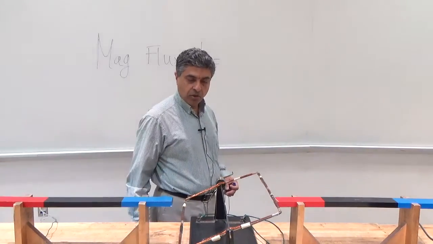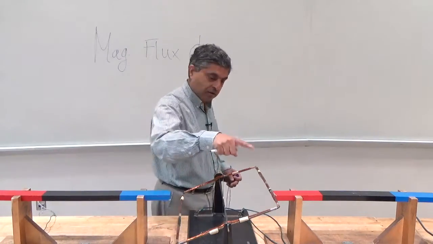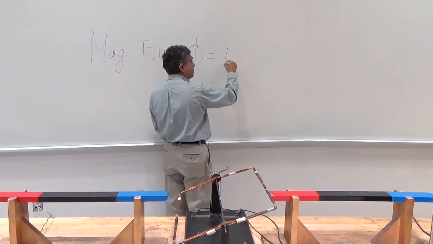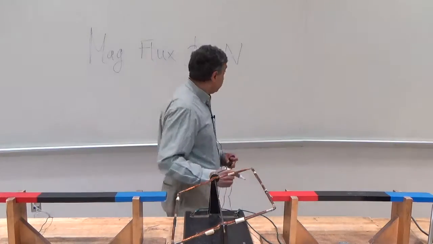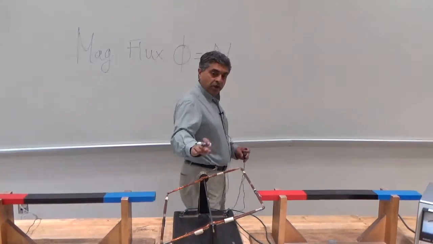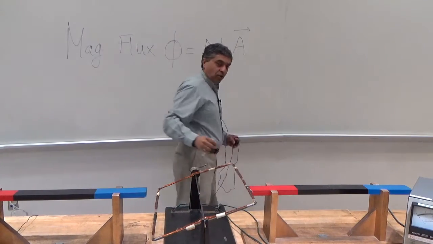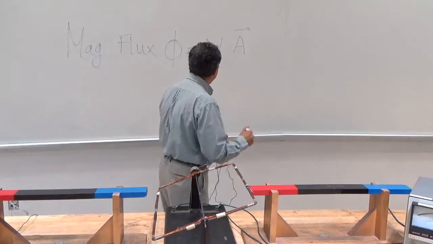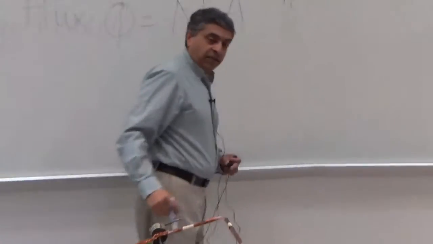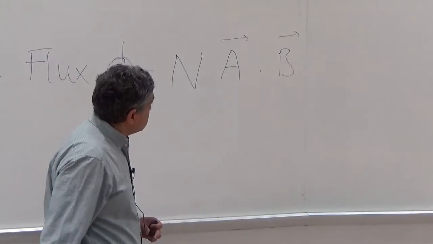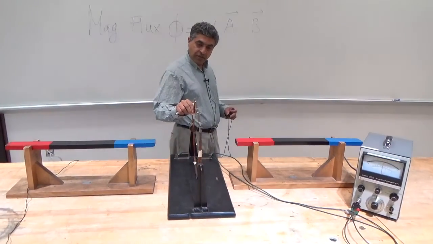So the magnetic flux phi depends on the number of loops. N is the number of loops of wire, so the more loops you have, the larger the flux going through it would be. And there's area, so let's call the area a vector here. It's got a normal, and there's the magnetic field going through, the field lines if you like, right? So when it is in this angle versus in this angle, it's different.